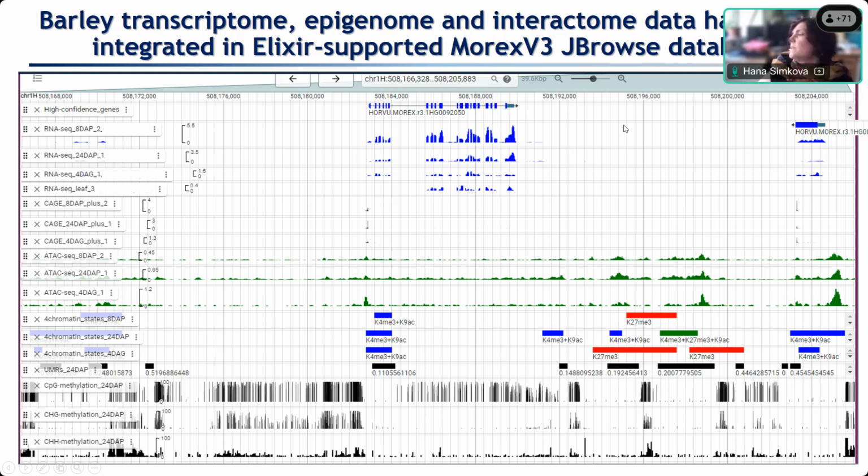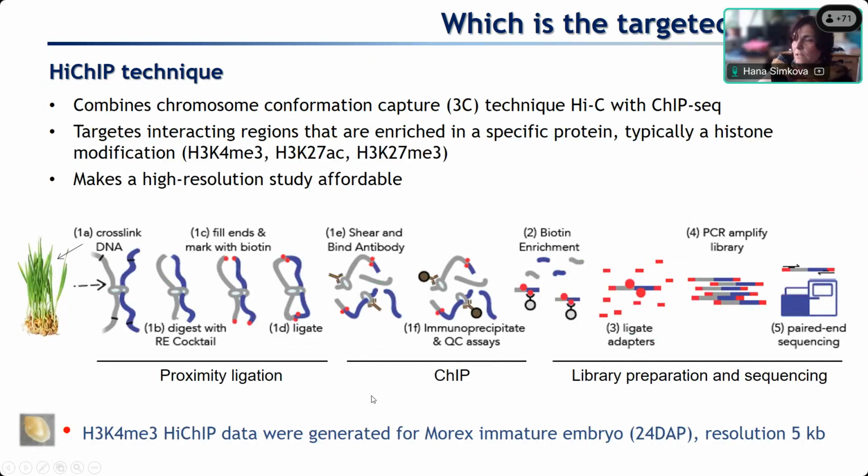But you can see that this region is located between these two genes. And now, without having additional data, we cannot say if this possibly regulates this or this gene or another one, which is, let's say, 200 kb far away from this place. So for this purpose, we generated the interactome data. Just briefly to describe the technique that we used.